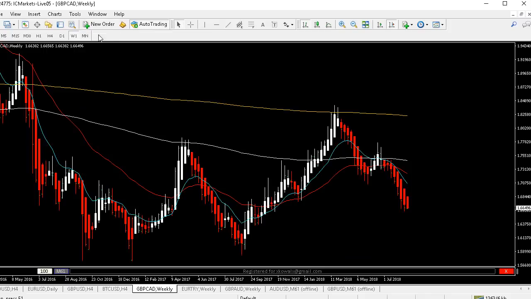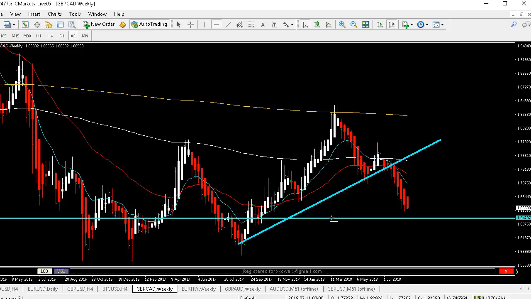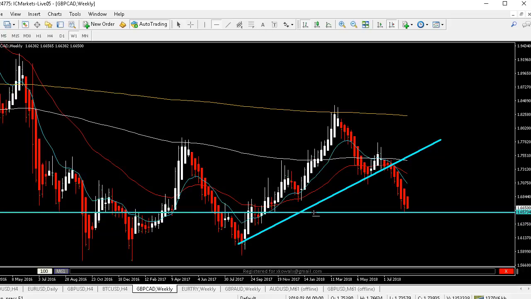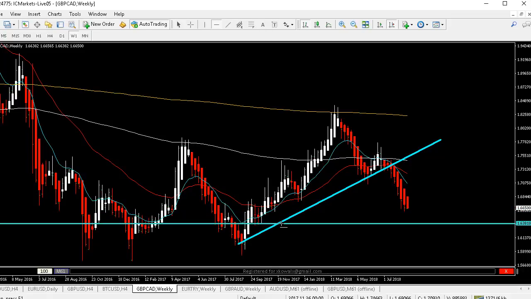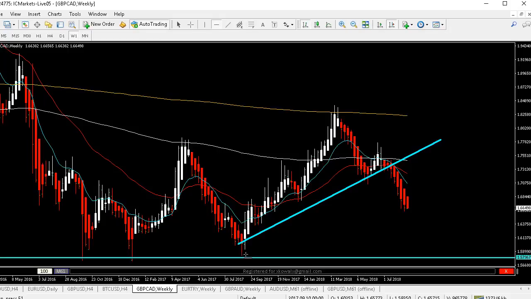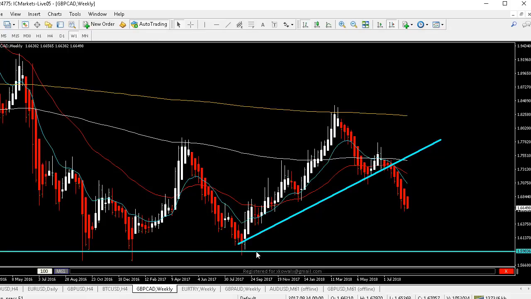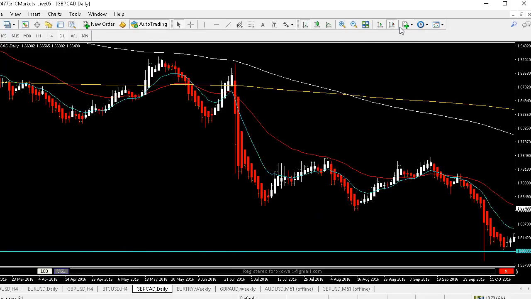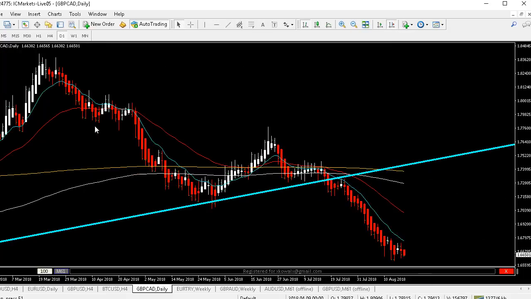GBP Canadian dollar weekly chart. I like the fact that I have a lower high. I can draw my line. I have my horizontal support areas. In this area there is support, but of course much lower here, a little bit more, and the big areas are down here. Okay, from here to here on the daily chart, lower highs.